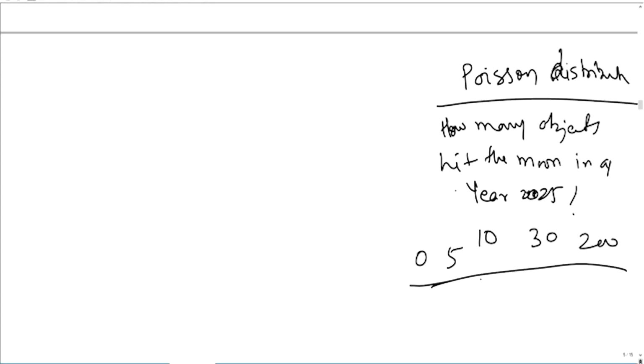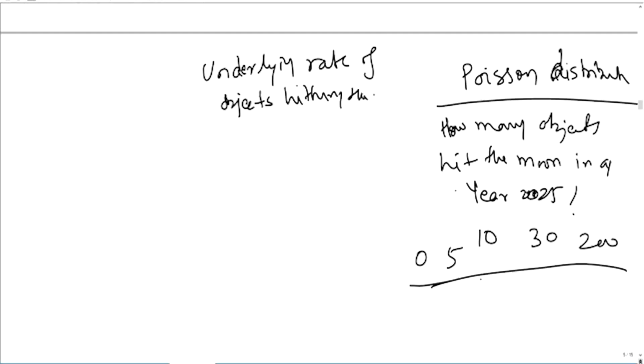But still, what you can think of is that over the years, let's say over the past 1,000 years, there has been a particular rate with which these cosmic objects, these space objects, hit the moon. So you can think of an underlying rate of objects hitting the moon. You can call it, let's say, hit rate or something. So there should be some underlying rate with which objects hit the moon, right?